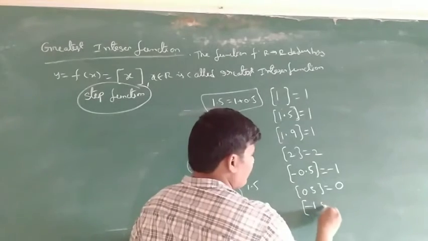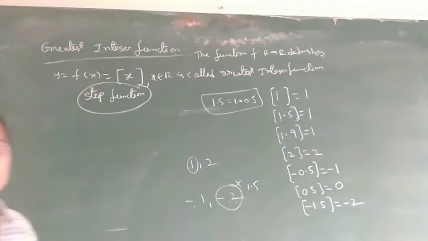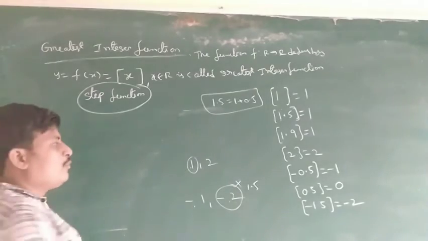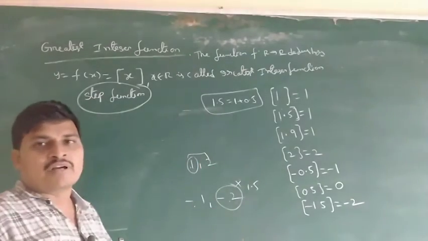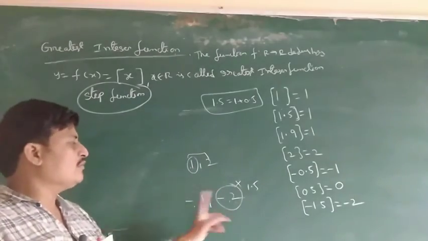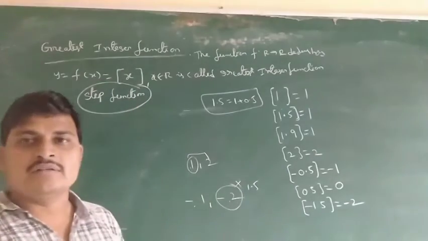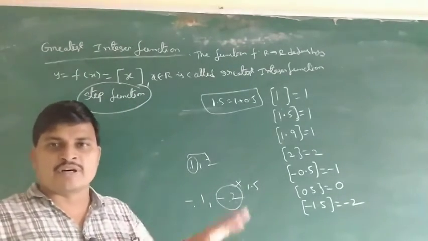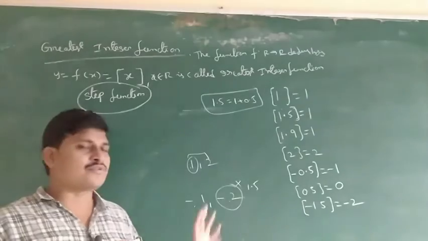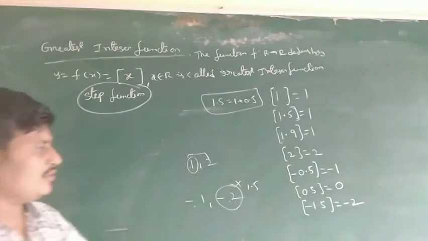Step of minus 1.5 is equal to minus 2, not minus 1. Because in positive numbers 1 and 2, the smaller value is 1, but in negative values the bigger-looking value is the smaller value, while in positive values the bigger value is bigger. So in negatives, small is big and big is small.